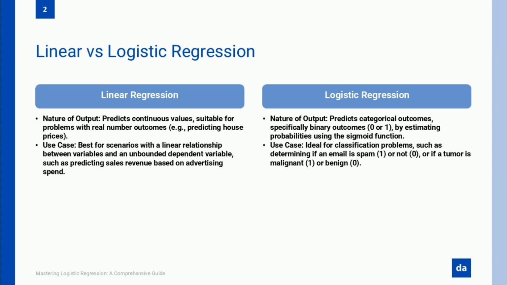Imagine you're trying to predict whether a customer will buy a product or not. Linear regression might try to tell you that this customer has a 1.2 chance of buying, while another has a minus 0.4 chance. Hold on, what does that even mean? A probability greater than 1? A negative probability? That makes no sense, and that's the problem.